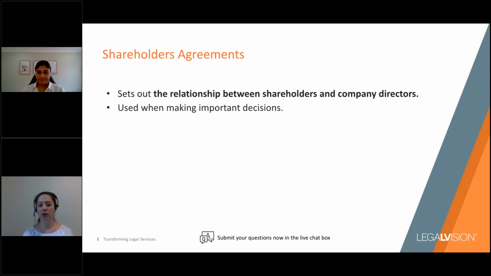Your shareholders agreement will set out things like how directors are appointed, who has a right to appoint directors, which decisions are going to be made between directors, or which decisions need to have shareholder input. And we'll also cover things like what happens if someone wants to sell their shares. So this is quite a common one.